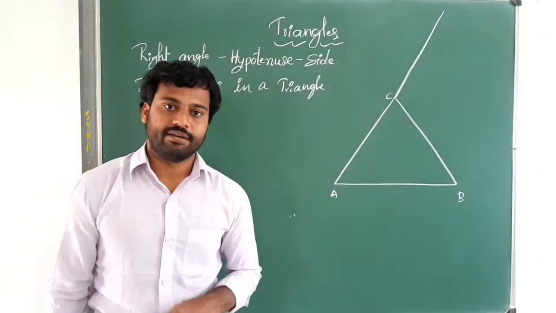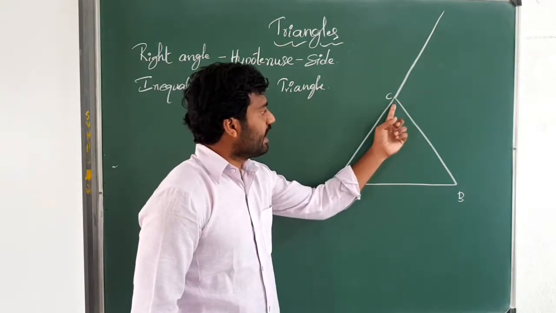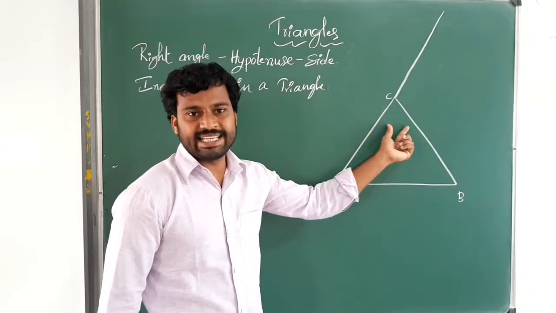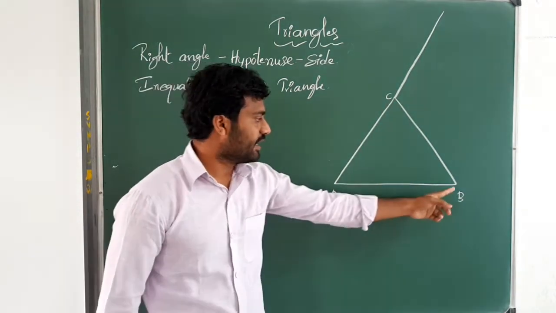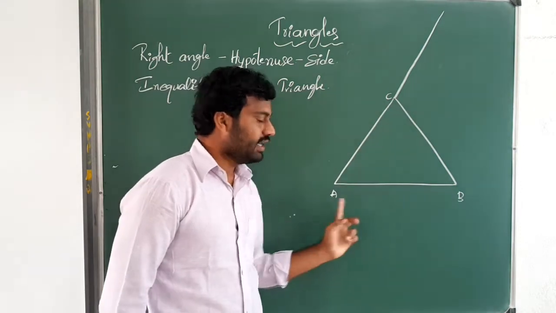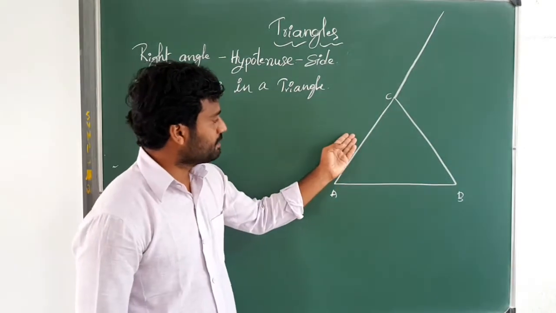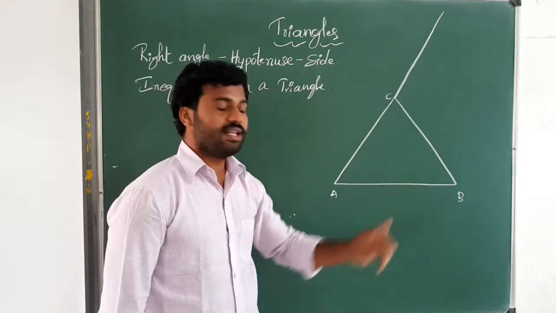AC side I will extend. Just observe here, at the point C: A, C, B. We don't know the exact angle, but some decent angle is there. Here also CBA, ACB. Correct or not? For a respective length, this is the angle. For this angle, this is the length.